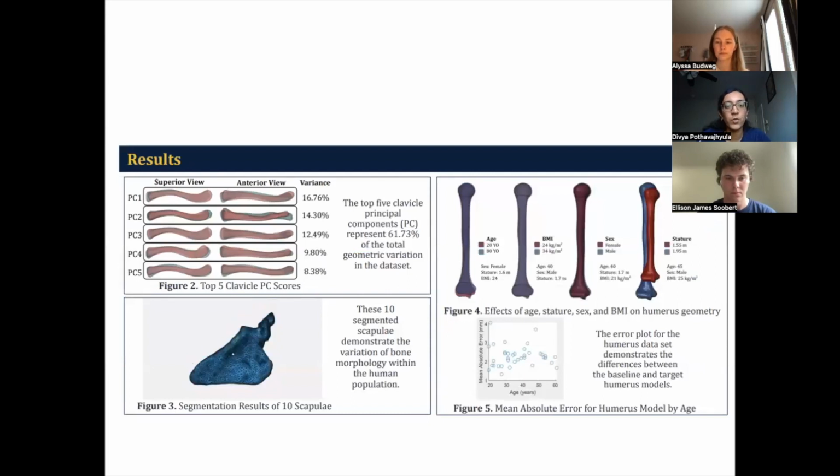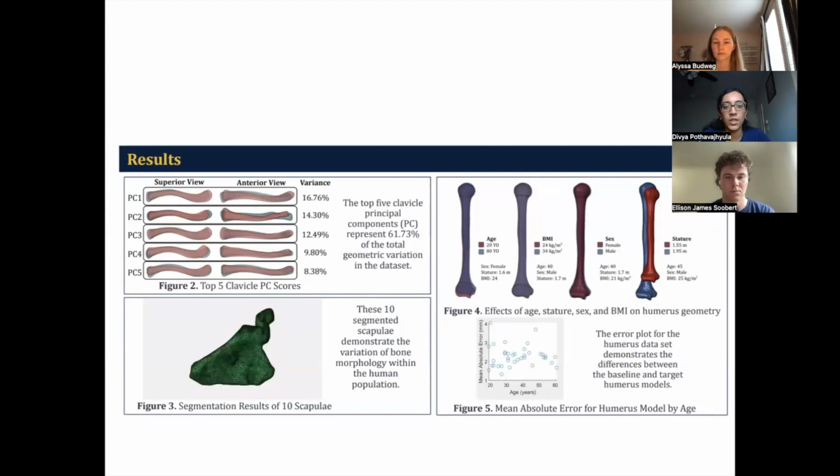Figures 2 through 5 highlight the several forms of results used to make conclusions about a population's upper extremity bone morphology variation. Figure 2 visualizes the results of the PCA statistical analysis performed on our clavicle data to identify the top 5 principal components of variation.